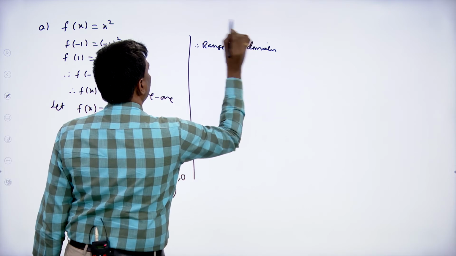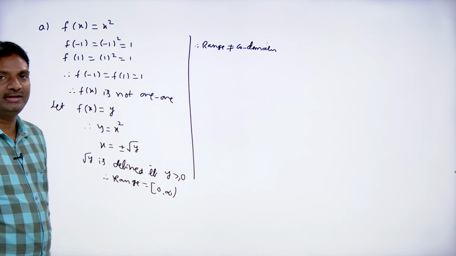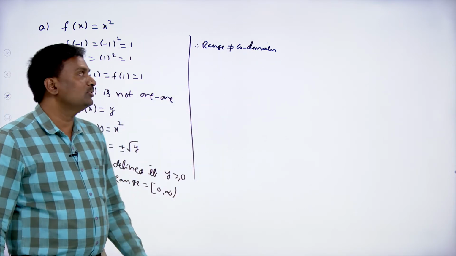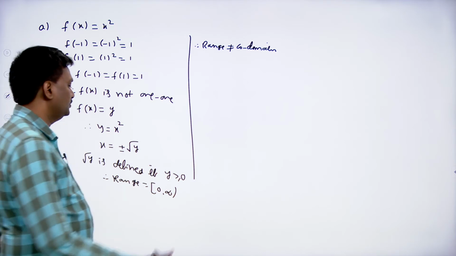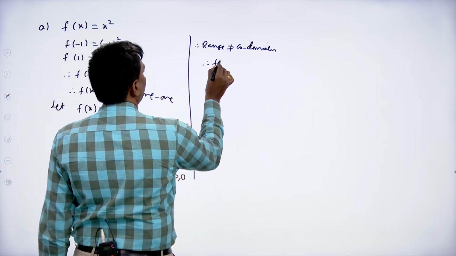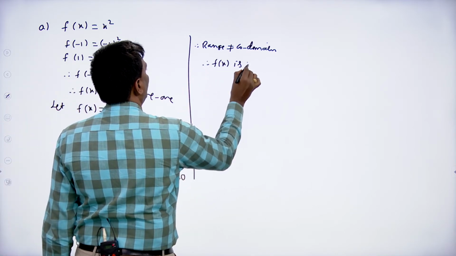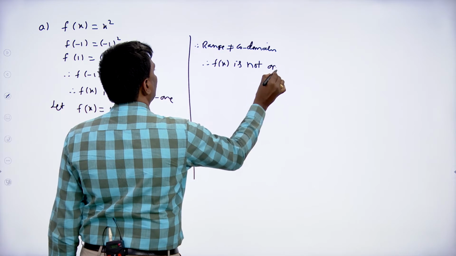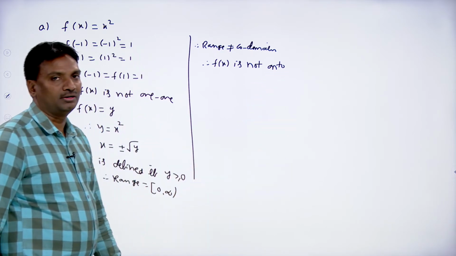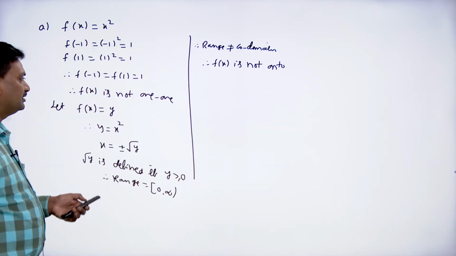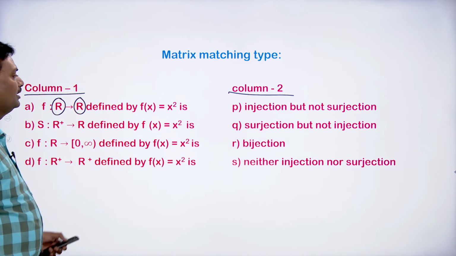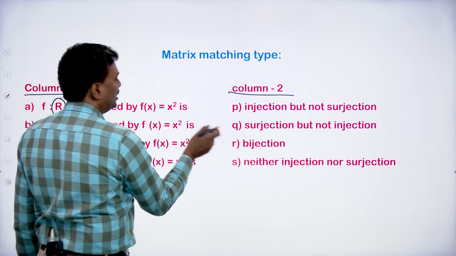Range is not equal to codomain, where the range is [0, infinity), but according to the problem the codomain is capital R. So therefore, f of x is not onto. So clearly we can say f of x is neither 1-1 nor onto, neither injection nor surjection.